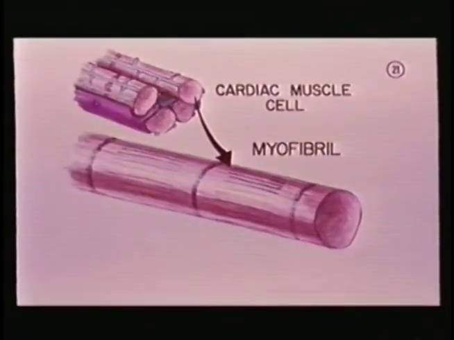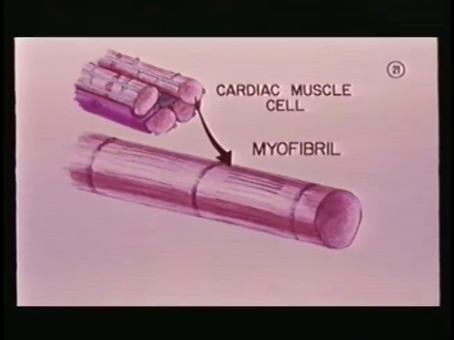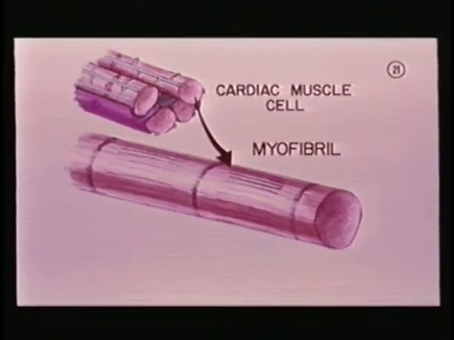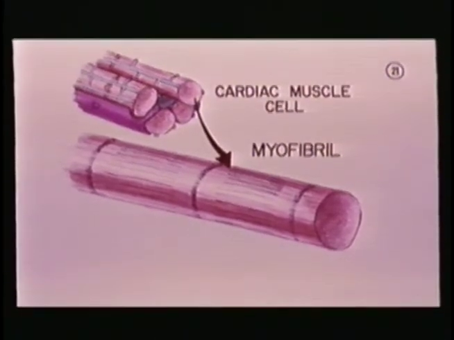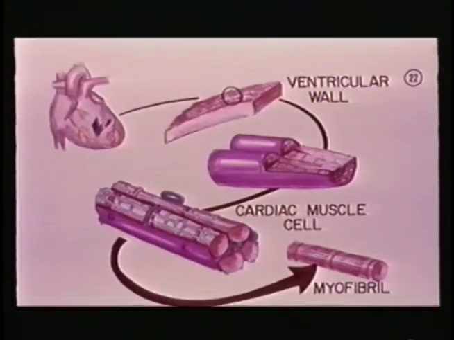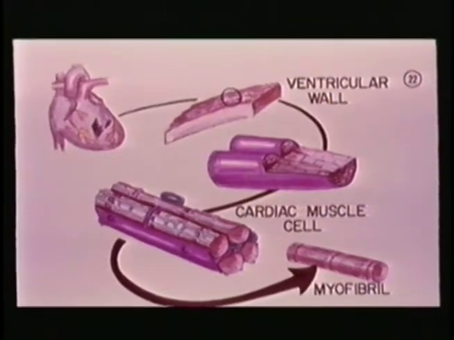Slide 21. This portion of one of the cells identifies the myofibril. The myofibril is the contractile element within the cardiac muscle cell. It is the shortening of the myofibril which causes the cardiac muscle cell to shorten. Slide 22. Here we see the heart from organ to myofibril.